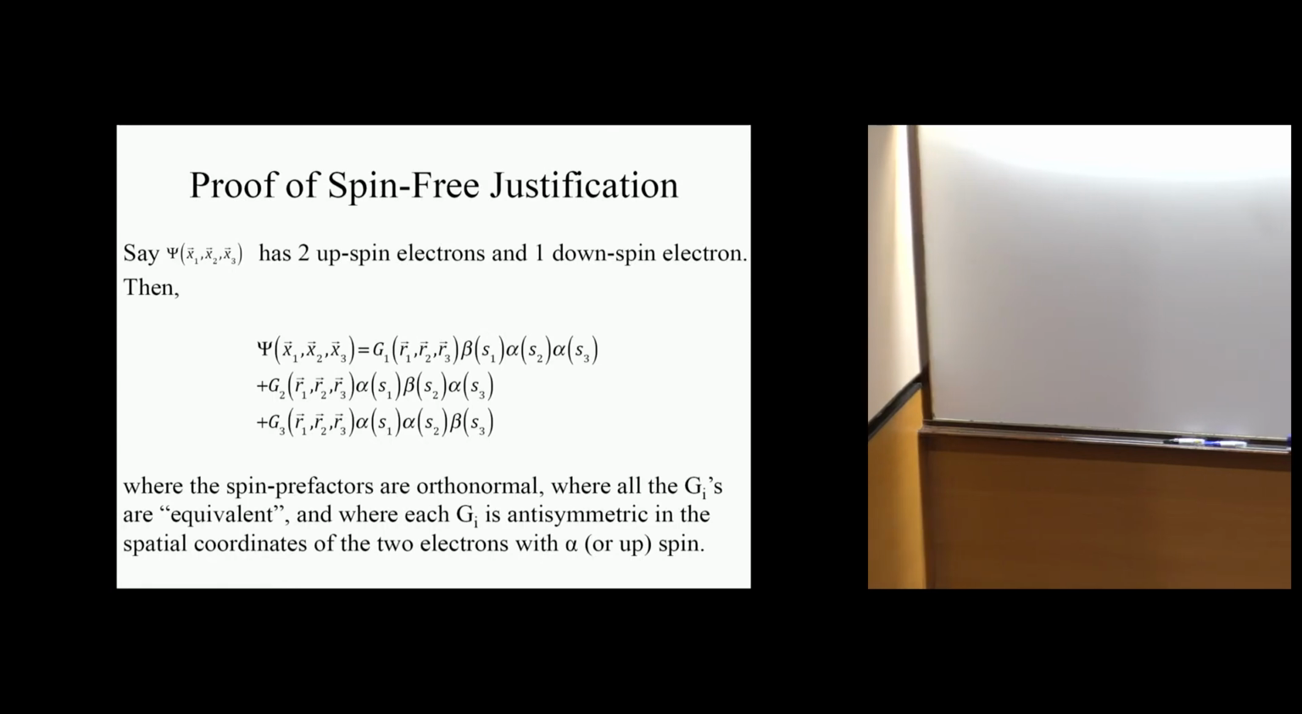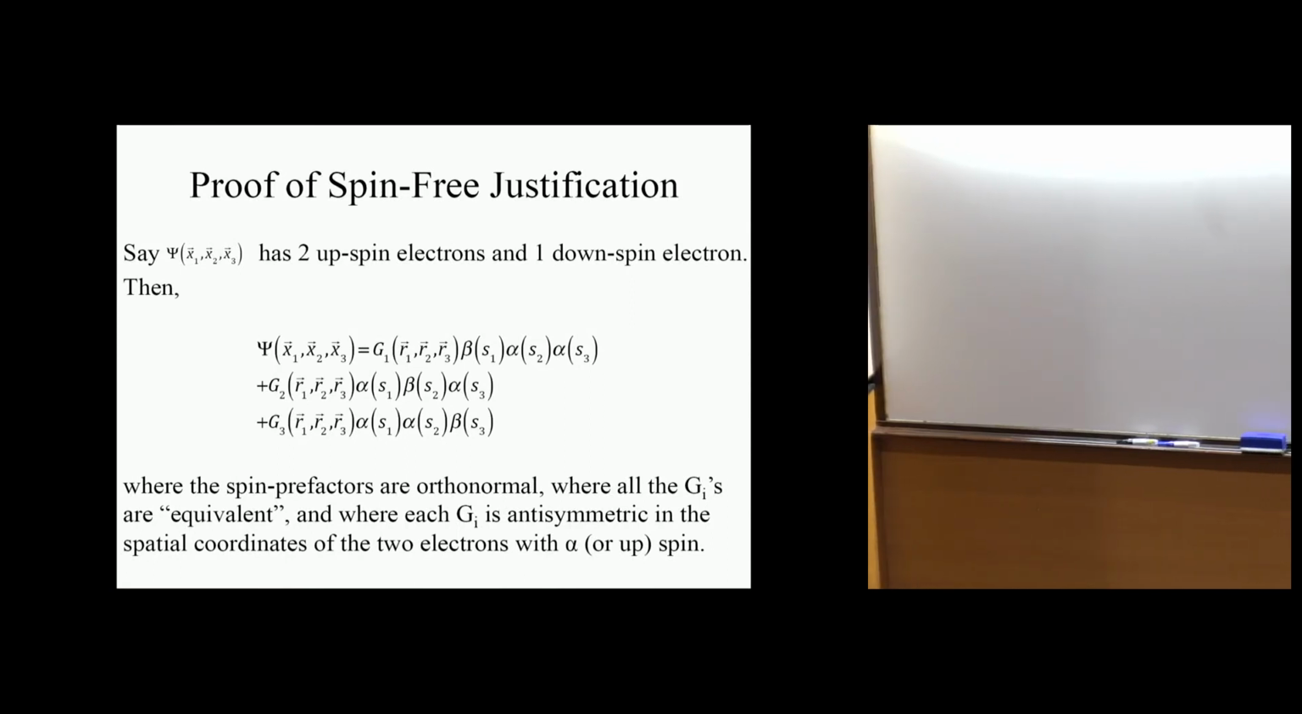But notice the following: since the whole wave function is antisymmetric here, and I said 2 up, 1 down, if alpha here in this case, electrons 1 and 2 have the same spin. That means G3 is antisymmetric with respect to interchanging R1 and R2, you see. That's it. So that's what I said: the first M is antisymmetric, the last N minus M is separately antisymmetric, and we have this.